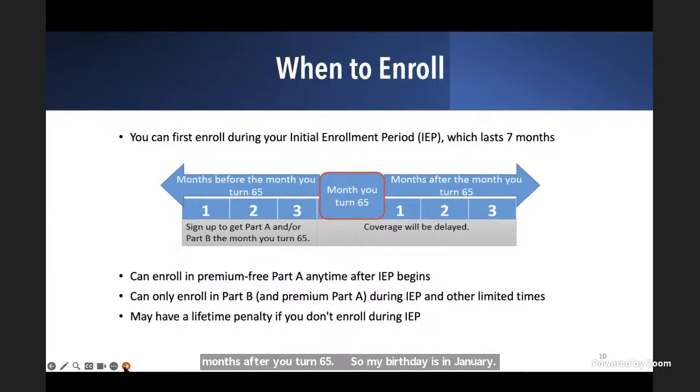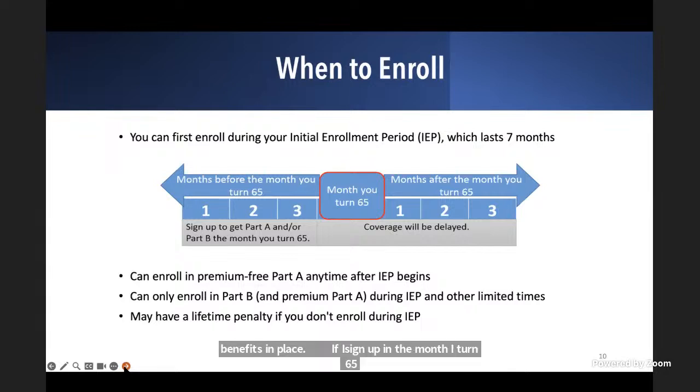I would be eligible to sign up right now because my birthday is in January, the month I turn 65. So if we count back December, November, October, I'm in the first month of my eligibility. And if I sign up before the month I turn 65, on the first day of that month, I will be eligible. Okay. So if I sign up today, January 1st, 2025, I will have my Medicare benefits in place. If I sign up in the month I turn 65 or the 3 months after, my coverage will start on the first day of the month after.